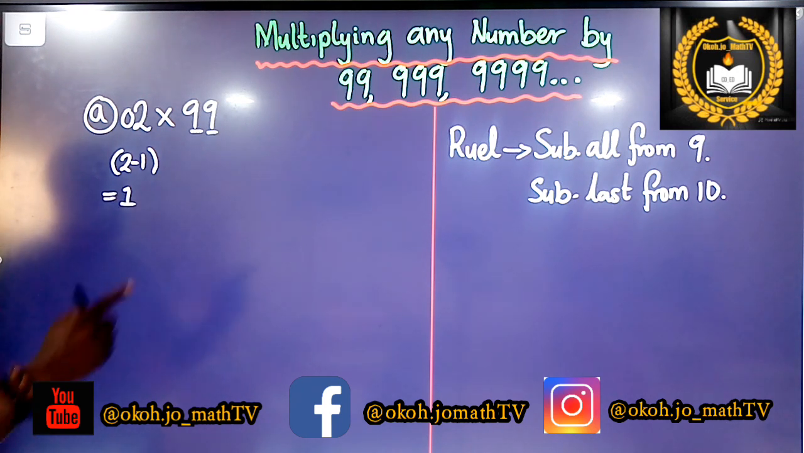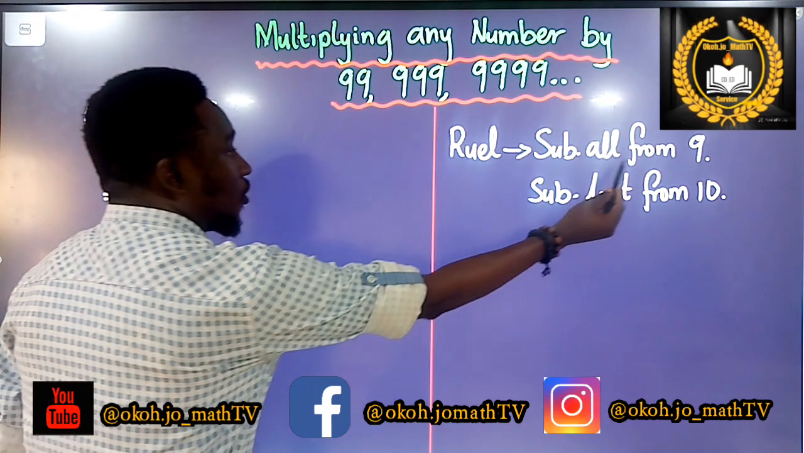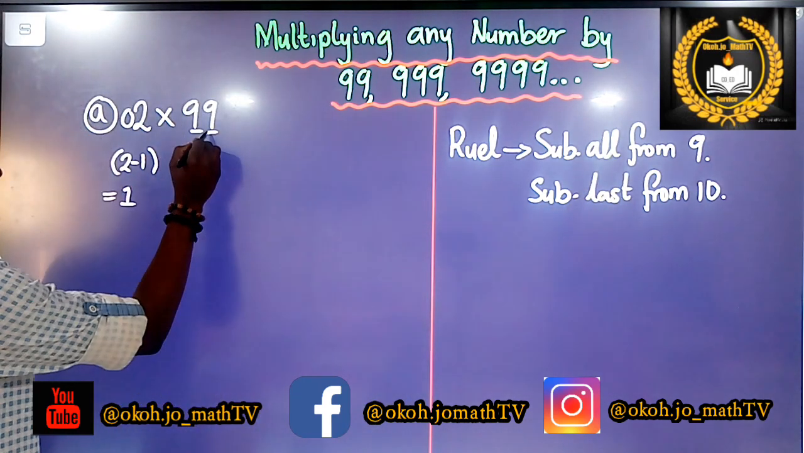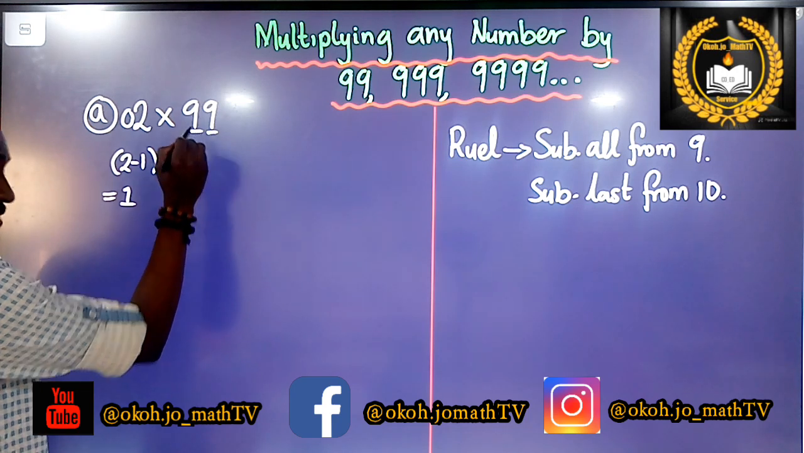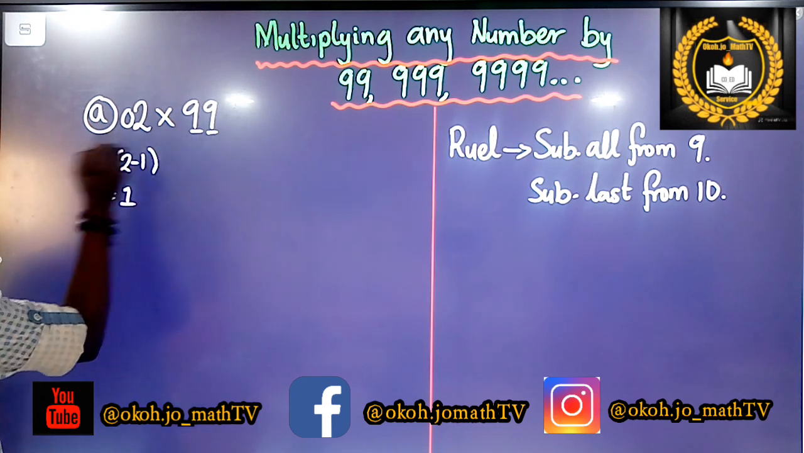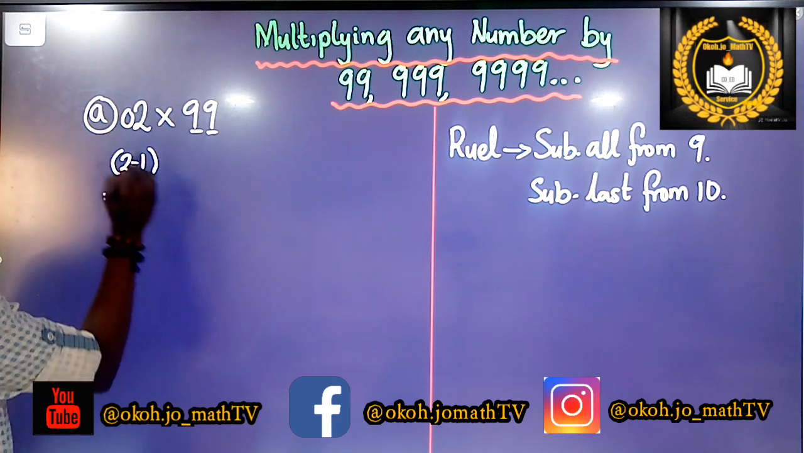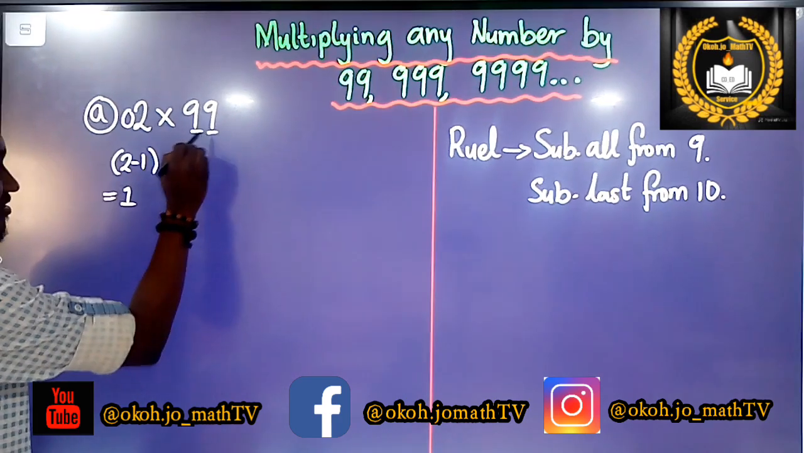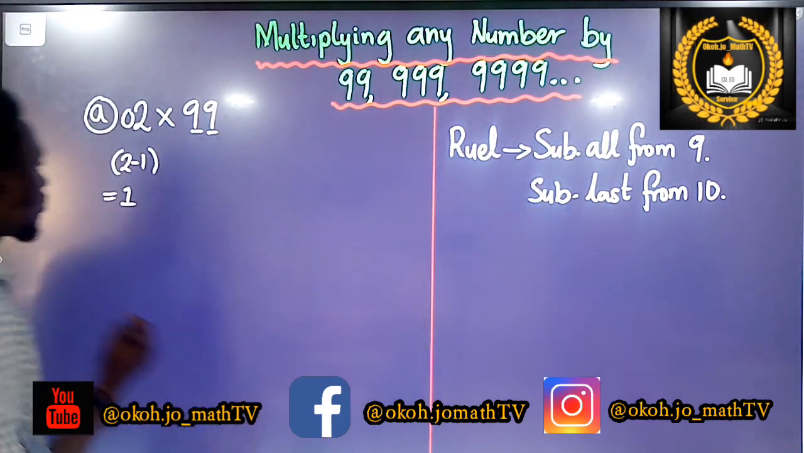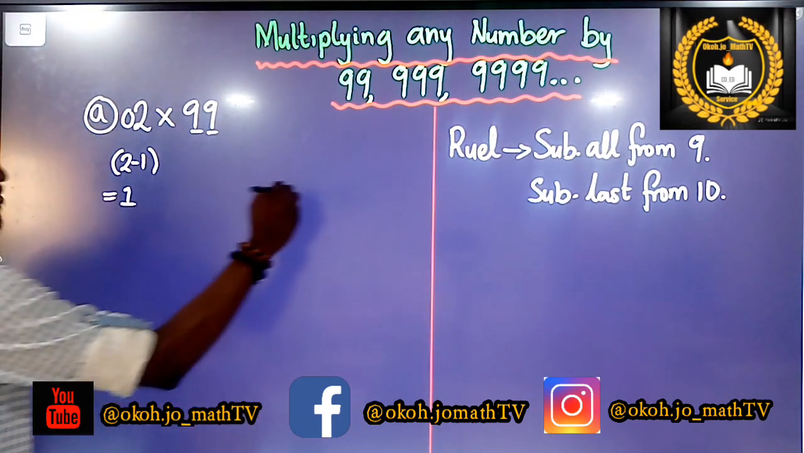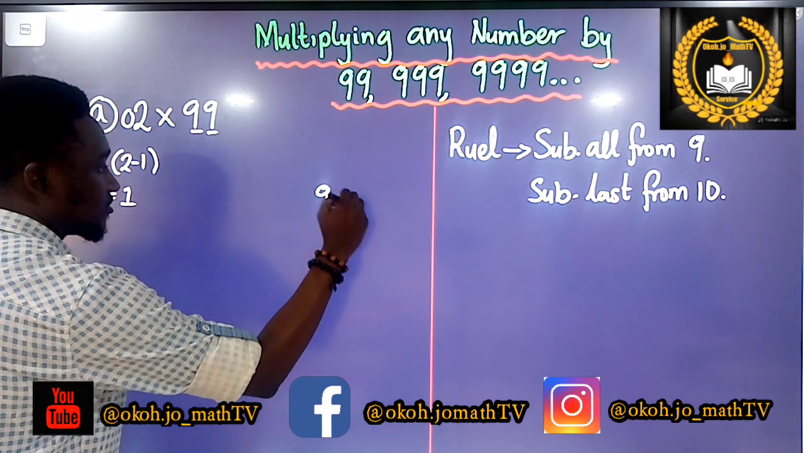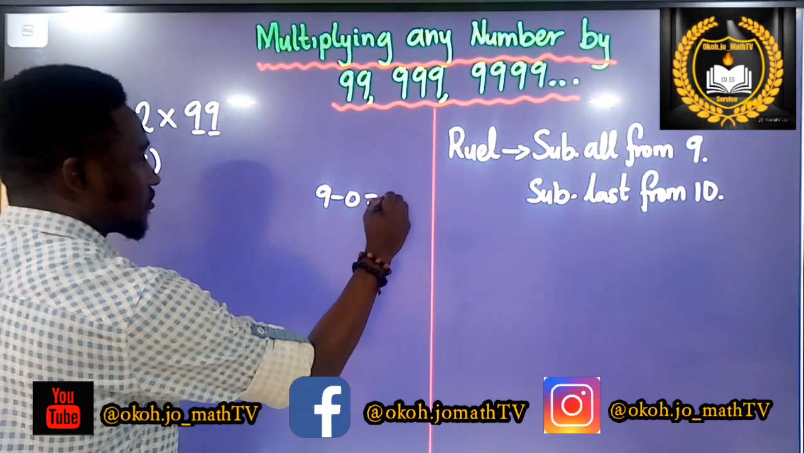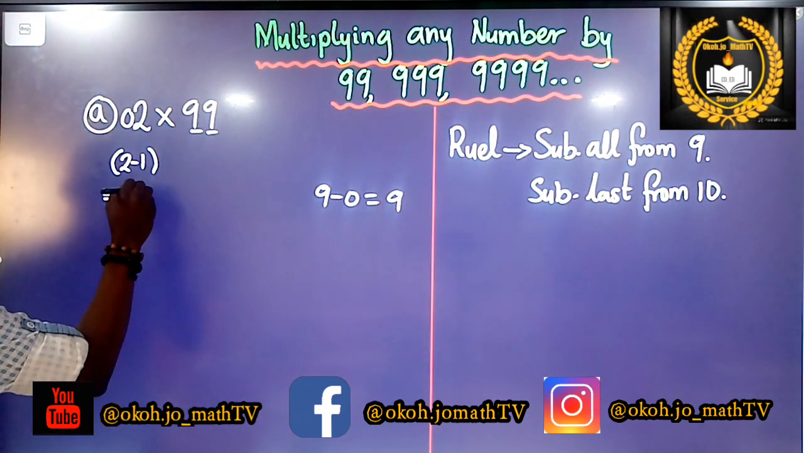Is that okay? Then the second thing, we should subtract all from 9. That is every number before the last digit of the unit. Perhaps there are other 9s here or other digits here. Every number before the last digit should be taken away from 9, while the last digit should be taken away from 10. So now this is the first digit, which means 9 minus 0. That's why I need to make a placeholder here. So 9 minus 0 is 9. So we can write a 9 here.